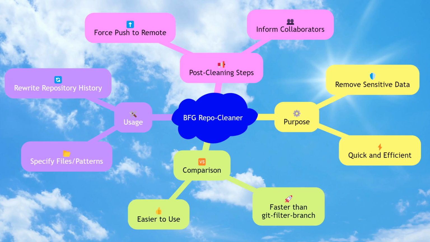BFG Repo Cleaner is a tool designed to remove sensitive data from Git repositories quickly and efficiently. It is faster and easier to use than Git Filter Branch, making it a popular choice for many developers. To use BFG, you specify the files or patterns you want to remove, and the tool rewrites the repository history to exclude those files. It is important to follow up with a force push to update the remote repository and inform all collaborators about the changes.